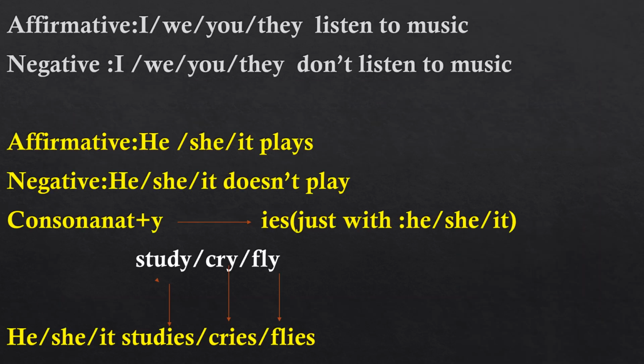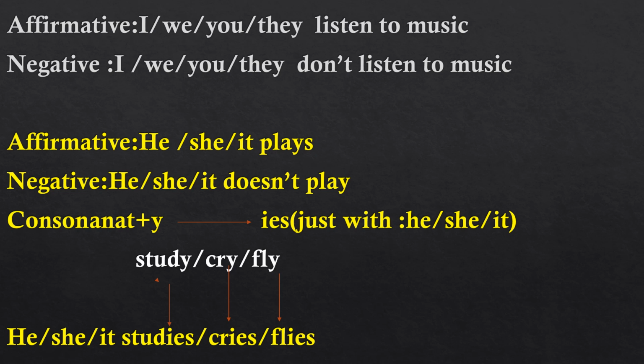Let's review. So affirmative. I, we, you, they listen to music. Negative. I, we, they don't listen to music. Affirmative. He, she, it plays. Negative. He, she, it doesn't play. We don't use the s. He, she doesn't play.